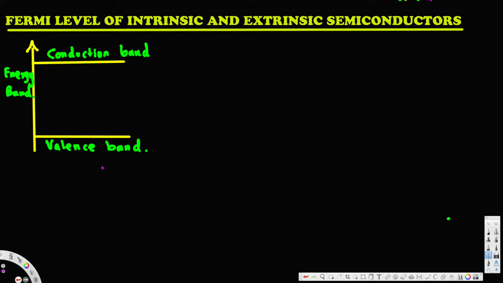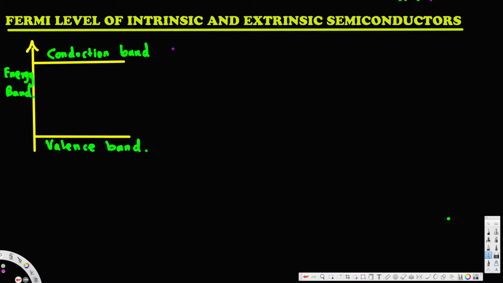In this video we are going to talk about Fermi level of intrinsic and extrinsic semiconductors. Now let's look at the definition of Fermi level. Fermi level can be defined as that energy level which has 50% probability of occupation by an electron at any temperature. That's the definition for Fermi level.